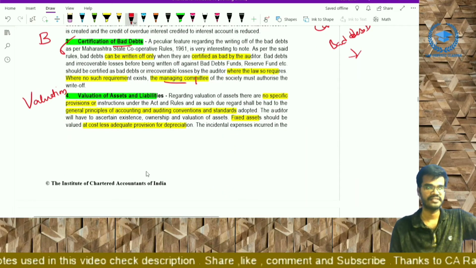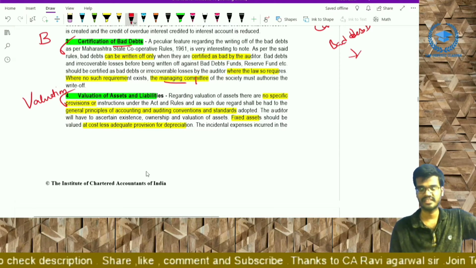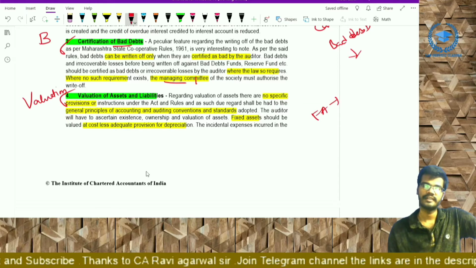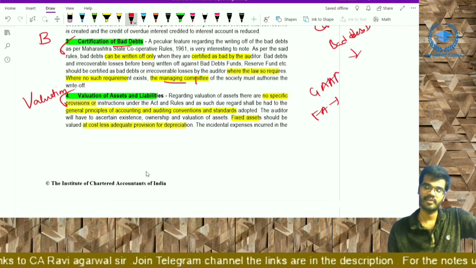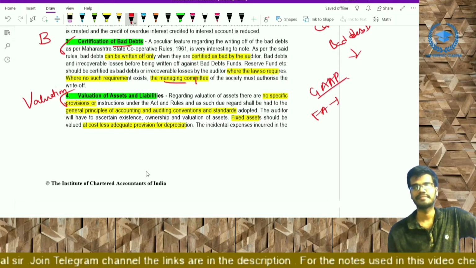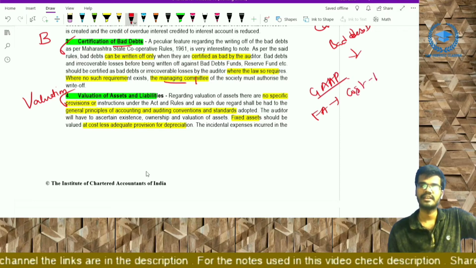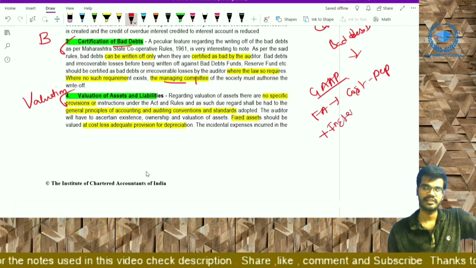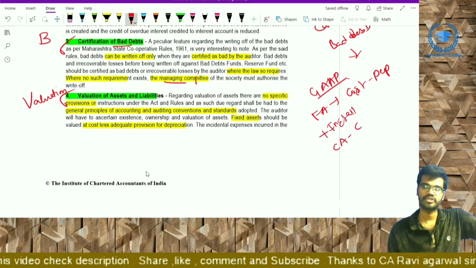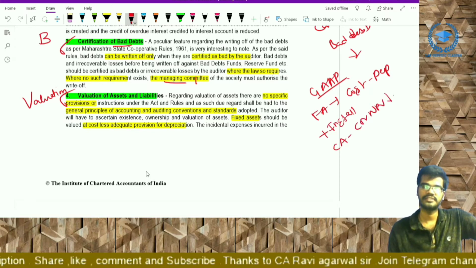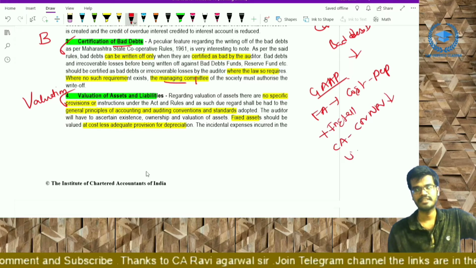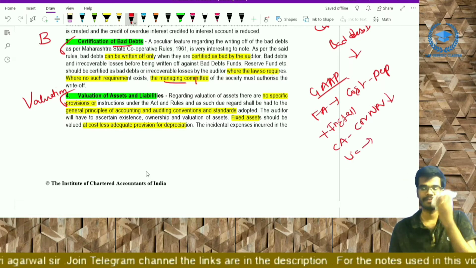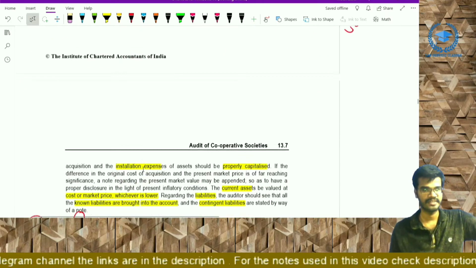And coming to the valuation of assets, there are no specific provisions for valuation of assets and liabilities. However, the fixed assets can be valued based on GAAP, generally accepted accounting principles, right? Fixed assets at cost minus depreciation, and any installation expenses shall be capitalized. Current assets at cost or NRV, whichever is lower. Known liabilities shall be taken into account, and unknown liabilities, that is contingent liabilities, shall form part of the notes. The same has been discussed here.